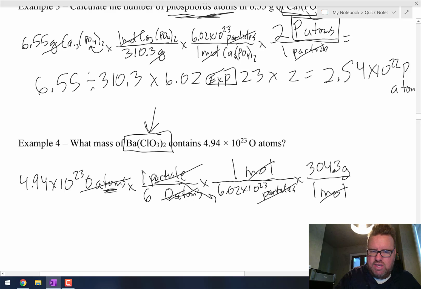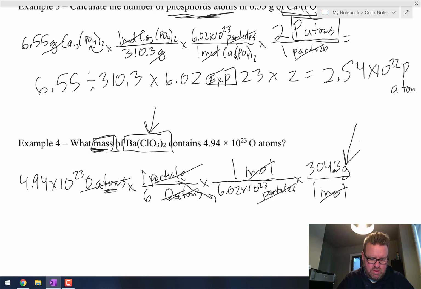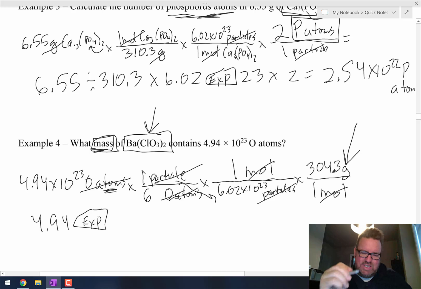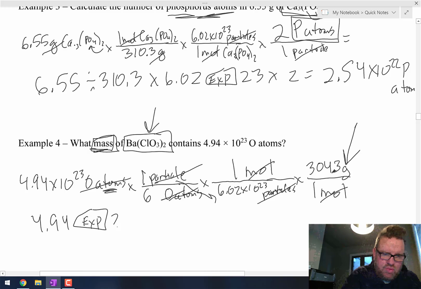And so my moles cancel. And again, notice what mass. They're asking about the mass. And hey, what do you know? I've got grams. So I'm going to take 4.94 times 10 to the 23rd. So 4.94, again, hit exponent or double E or times 10 to the, and then hit 23. And then I'm going to divide by 6. Type it in just like this if you're not getting the same answer as me.